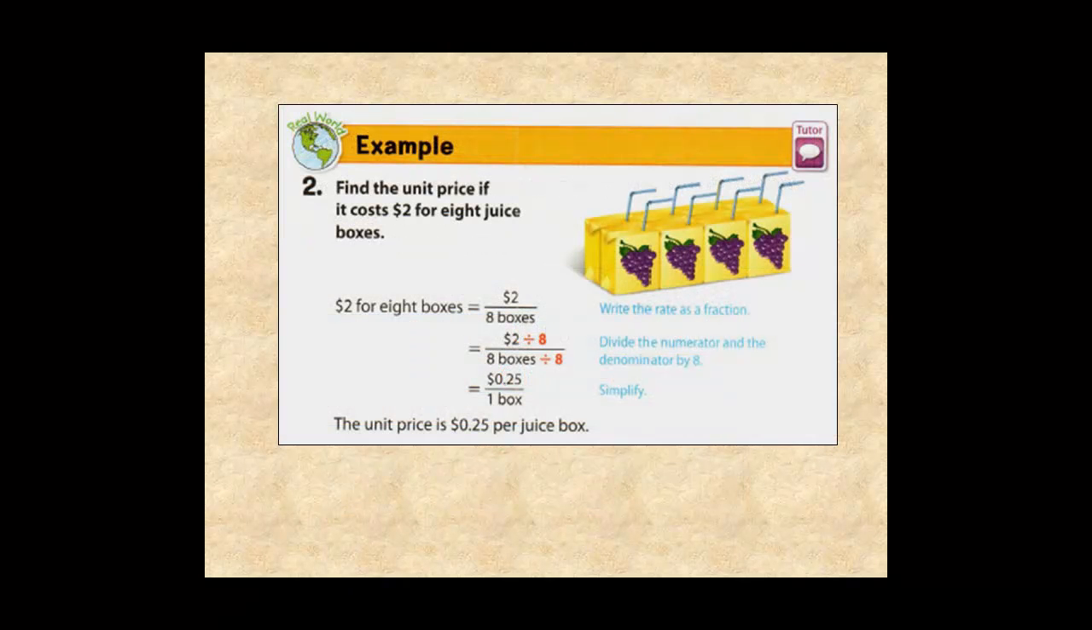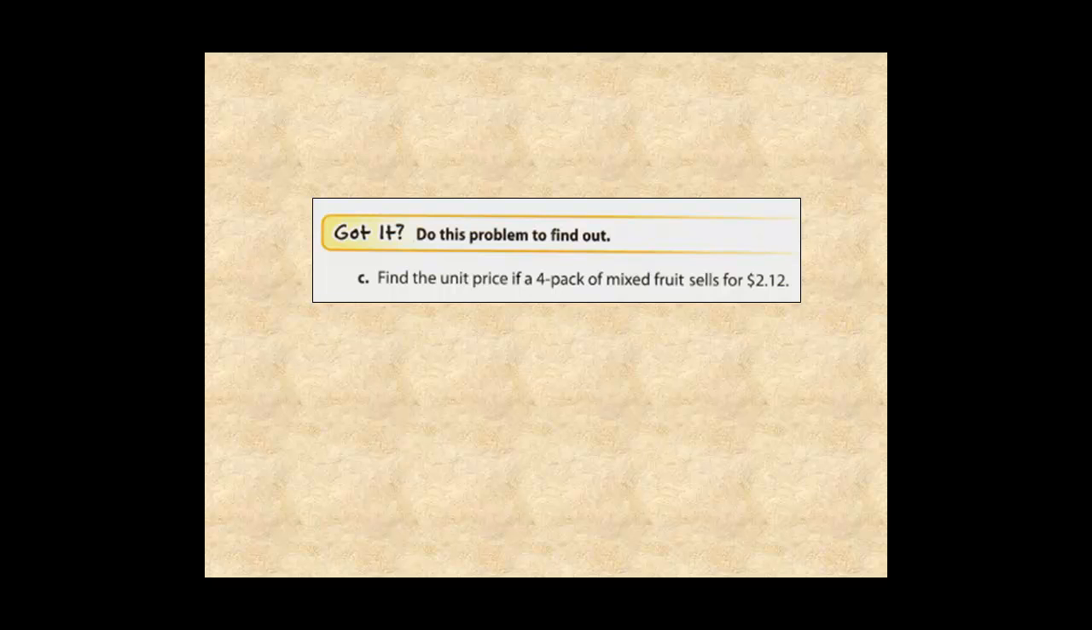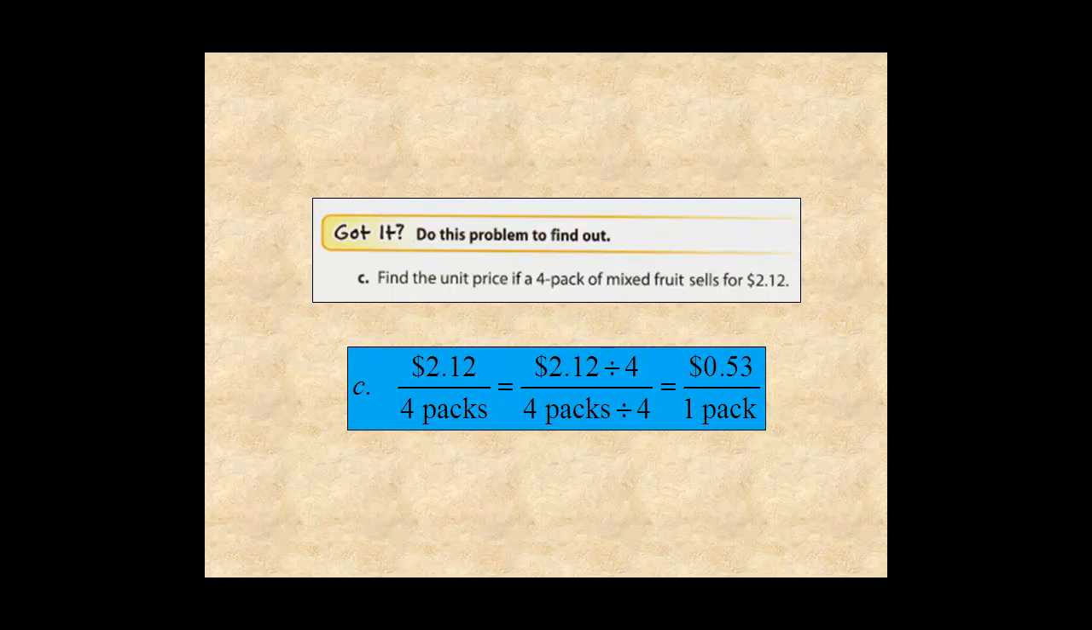For example 2, the rate is $2 for 8 boxes. Then divide numerator and denominator by 8 for a unit price, 25 cents for 1 box. For a unit price, always put dollars and cents in the numerator. If you think you've got it, pause the video and try this problem. 4 packs for $2.12 is 53 cents for 1 pack.